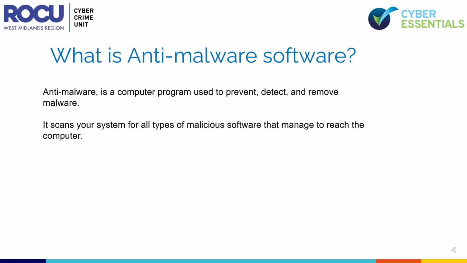What is anti-malware software? Anti-malware is a computer program used to prevent, detect, and remove malware. It scans your system for all different types of malicious software that manage to reach your computer. It's also one of the best tools to keep your computer and personal information protected, and that's why it's a key component within the Cyber Essentials controls.